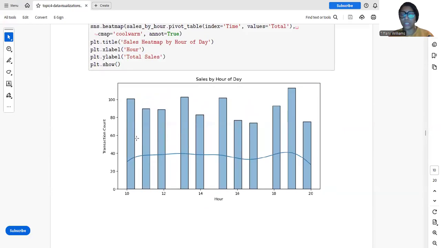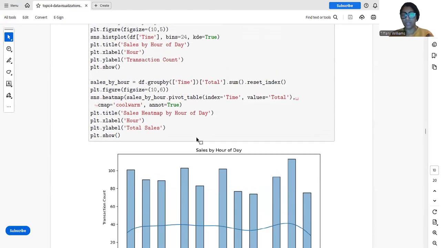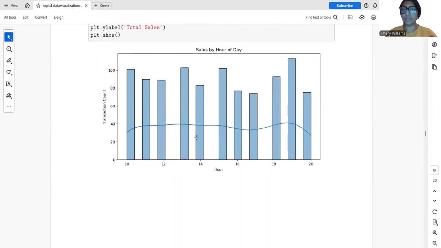So I will be using the histogram, histogram sales by hour of day.